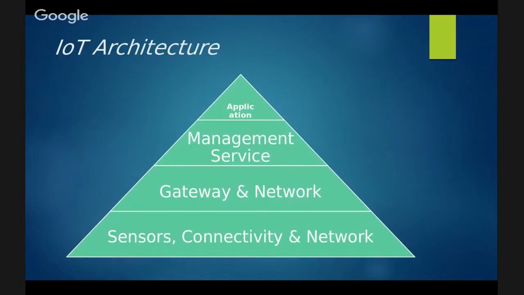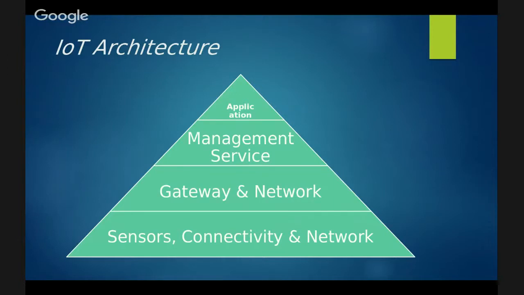Here is a brief overview of the IoT architecture, starting from sensors, connectivity, and network layer at the very bottom. On top of it, we have the gateway and network layer. And on top of that, the management of the whole service, with our application layer laying on top of it all.